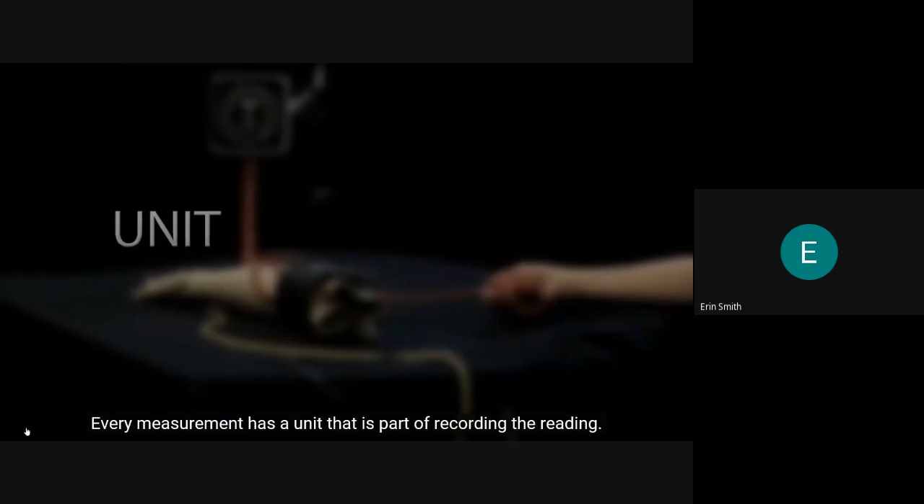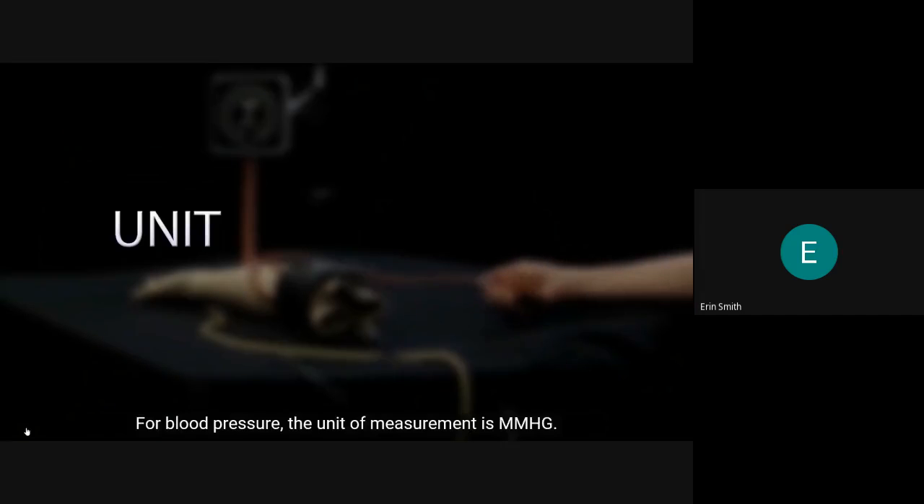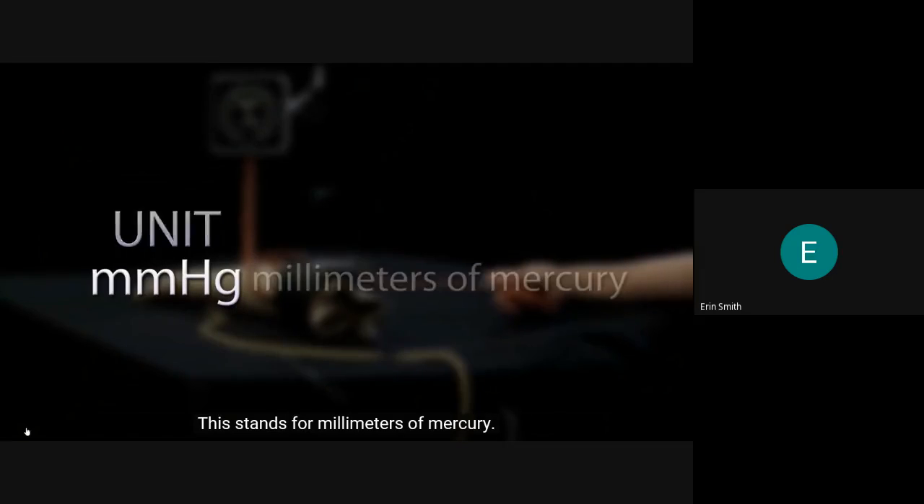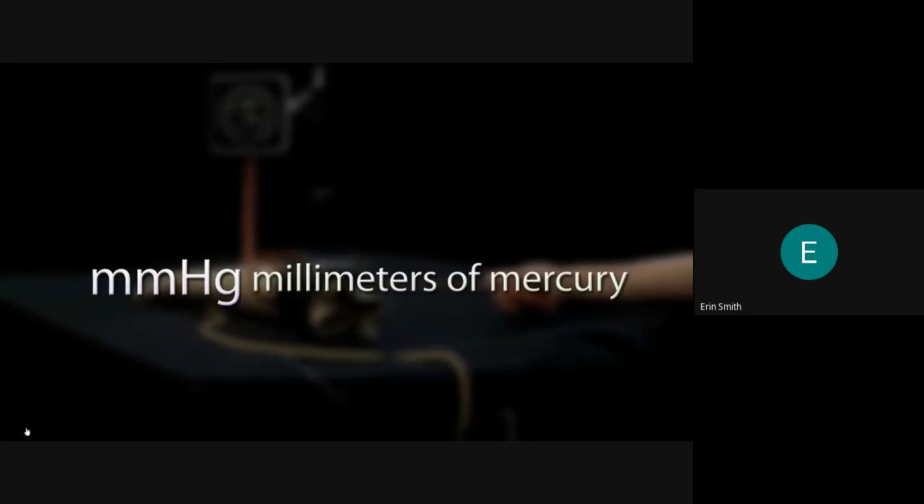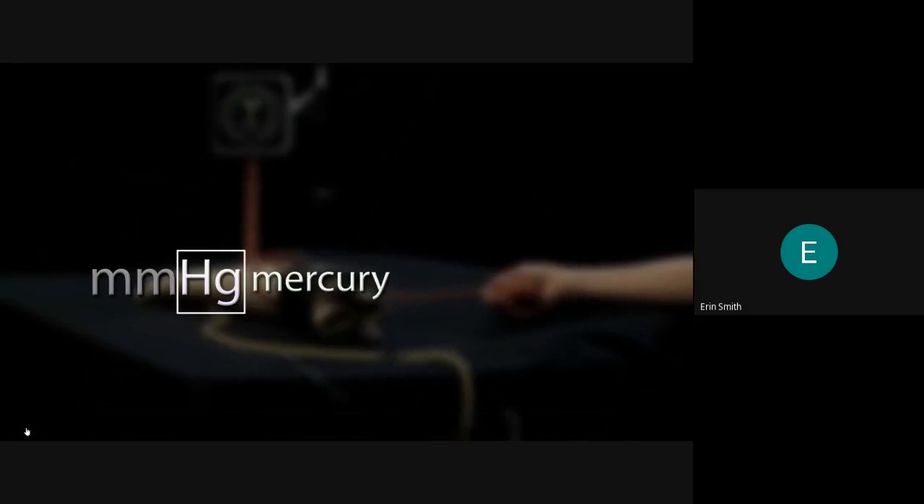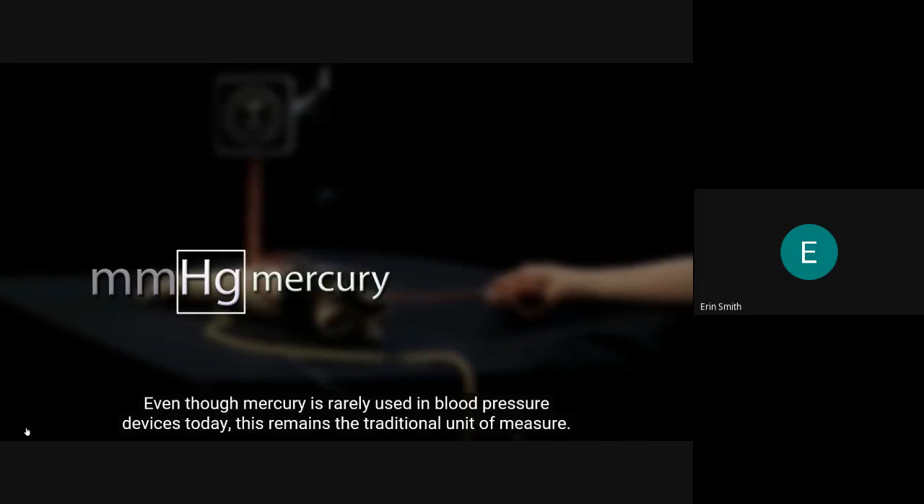Every measurement has a unit that is part of recording the reading. For blood pressure, the unit of measurement is mmHg. This stands for millimeters of mercury. Hg is the chemical symbol for mercury. Even though mercury is rarely used in blood pressure devices today, this remains the traditional unit of measure.